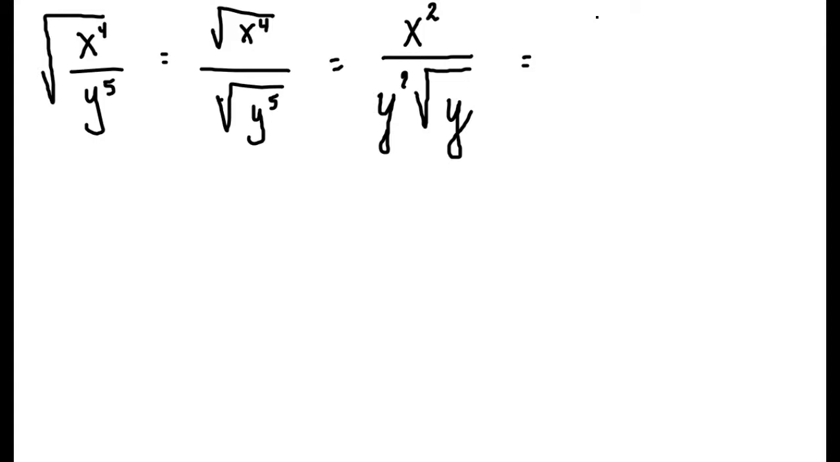So what do you guys think? Let's just discuss what could you multiply the numerator and denominator by to get rid of this square root of y? 4. If we did 4, we'd get 4x squared over 4y squared square root y. Just by the number 4 won't get it, but I see where you're going with this.